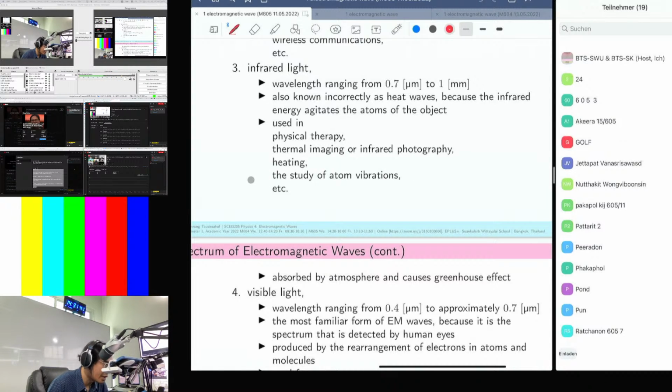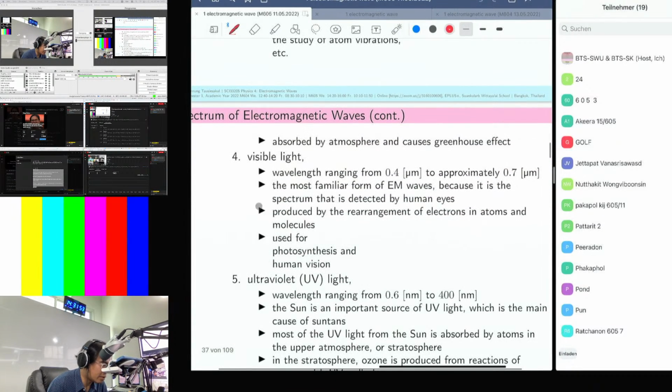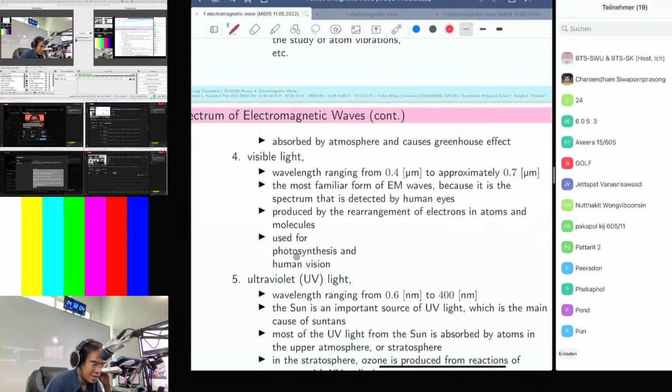In heating and in the study of atom vibrations. It is absorbed by the atmosphere and it can cause the greenhouse effect. The visible light is what you have already been familiar with. In the order of nanometer, it's used for photosynthesis for the plant. It's used for us to look at something so that we will not hit or catch anything. It is the most familiar form of the electromagnetic wave because it's visible.